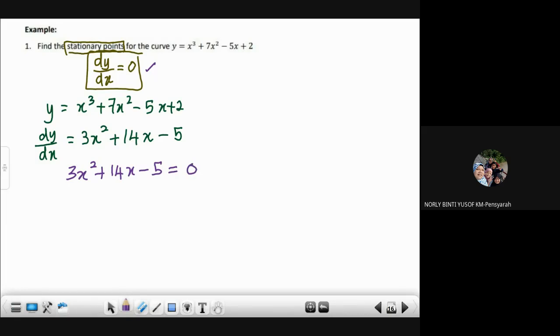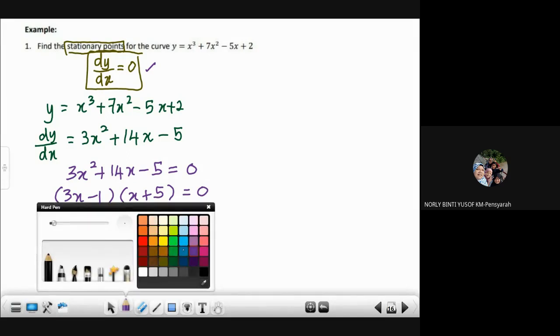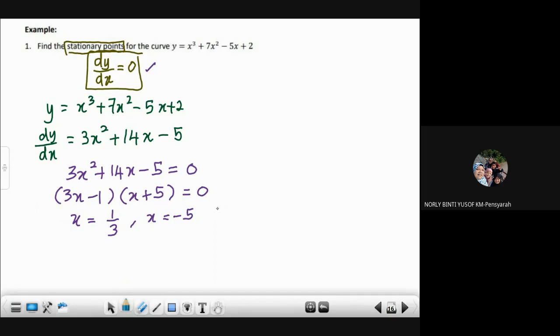So you see a quadratic equation equal to 0. In your calculator, you can press A 3, B 14, C negative 5 to find the roots. The roots are 1/3 and negative 5. Then reverse them for the factors: (3x minus 1)(x plus 5) equals 0. So this is your critical point, or part of your stationary point.